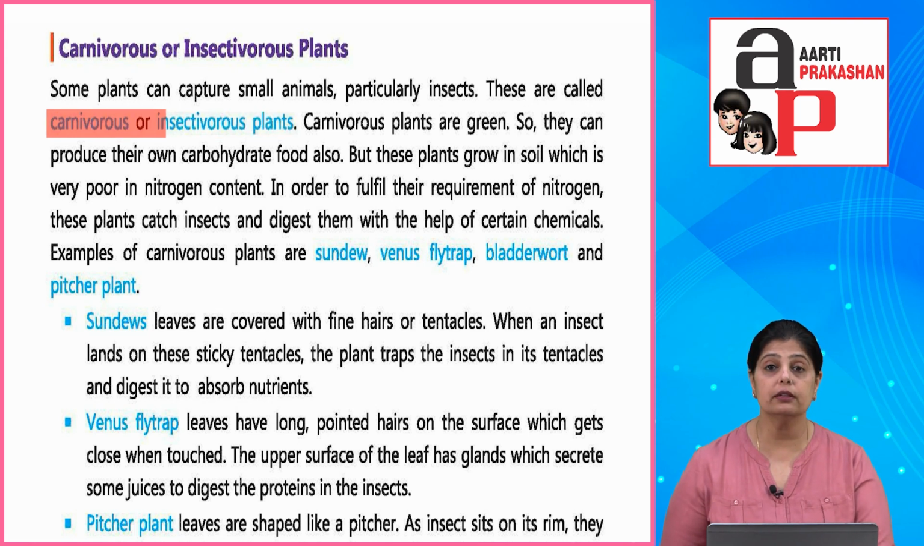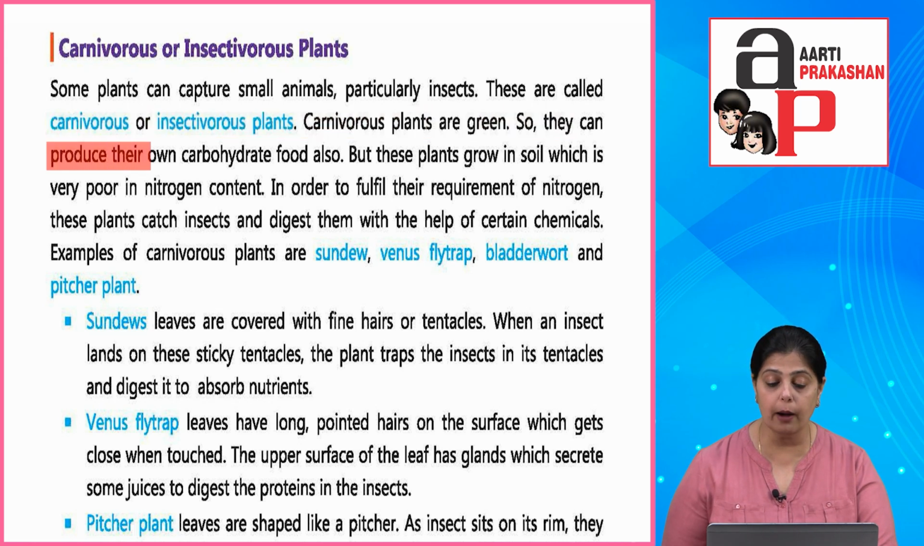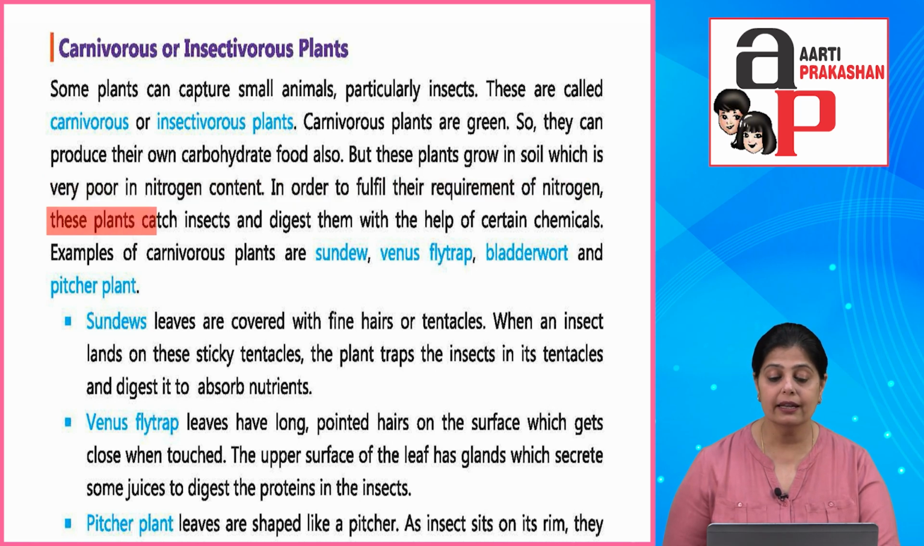So carnivorous, these plants are green. So they can produce their own carbohydrate food also. But these plants grow in soil which is very poor in nitrogen content. In order to fulfill their requirement of nitrogen, these plants catch insects and digest them with the help of certain chemicals. Examples of carnivorous plants are sundew, Venus flytrap, bladderwort and pitcher plant.